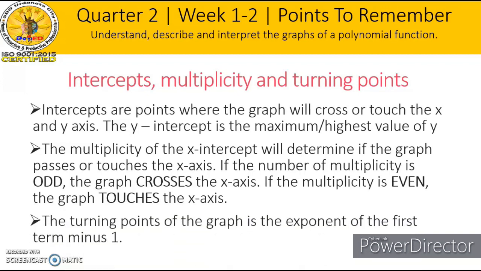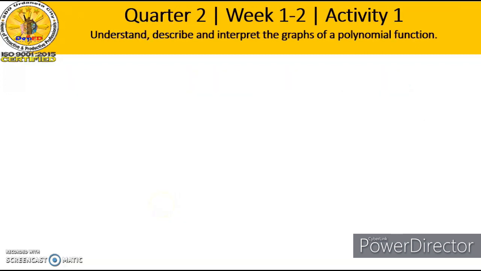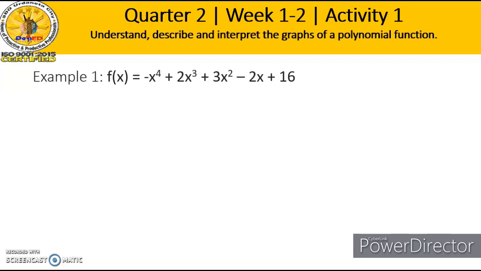For the turning points, it is dependent on the exponent of the first term. We subtract 1. We now proceed with our first example. This is for activity 1.